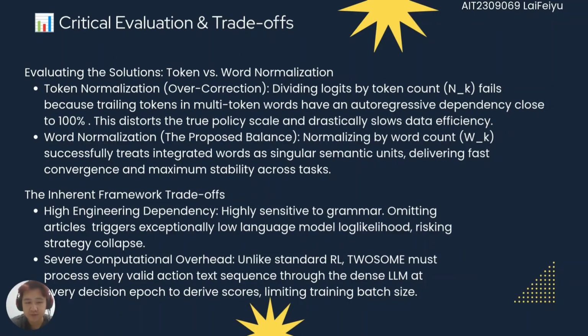To check our solutions, token normalization is too strong and hurts data efficiency. Instead, our word normalization fixes this by counting words instead of letters, making the model very stable. But we must admit two limitations. First, the system is too sensitive to grammar. If you lose a simple word like the, the AI score drops sharply. Second, the compute cost is too high. Testing every valid action through the big AI model at every step slows down our training speed, which is our main problem for the future.